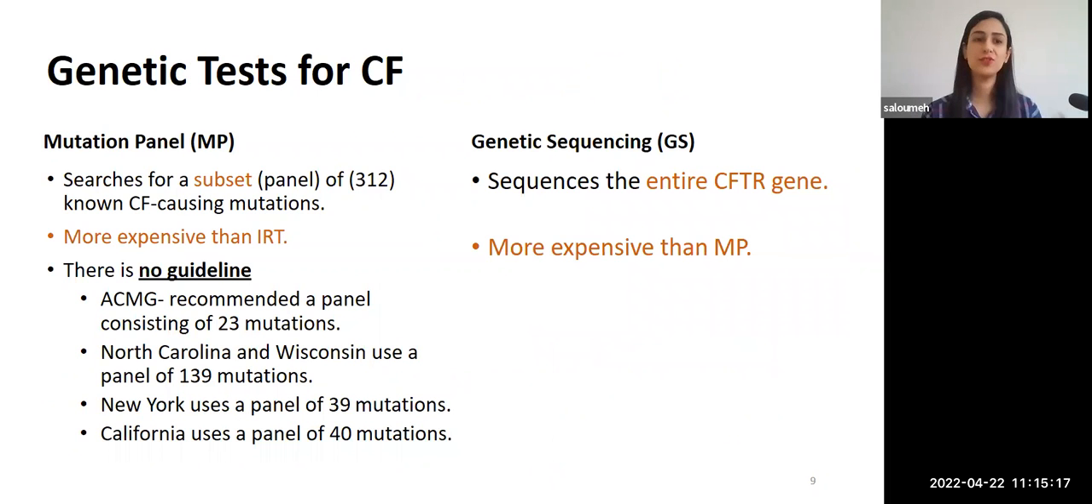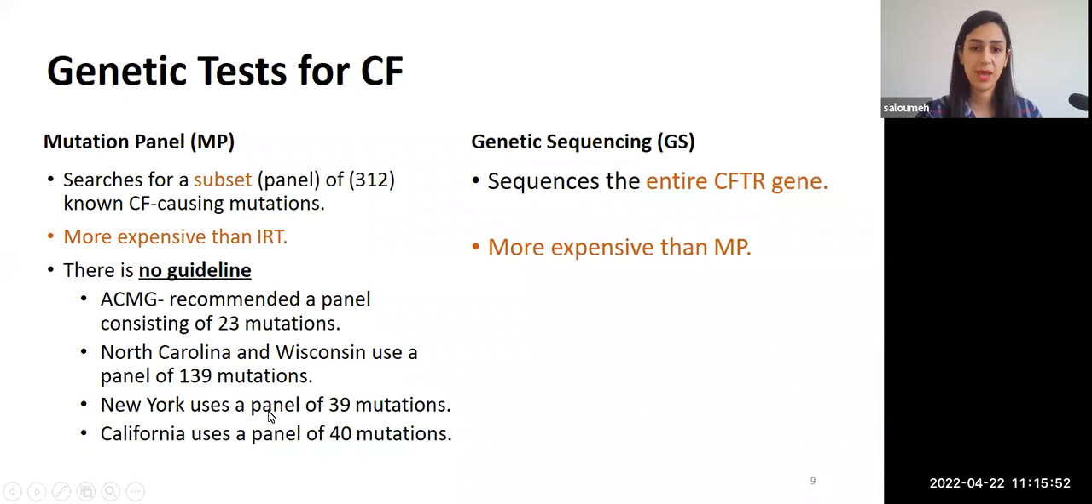For genetic tests, there are two main groups of tests. You can use a mutation panel, or MP, or you can use genetic sequencing. A mutation panel is more expensive than the IRT test. You basically search for a subset of the known CF-causing mutations. But again, there is no guideline here. The American College of Medical Genetics recommends a panel of 23 mutations, but North Carolina and Wisconsin use a panel of 139 mutations. And again, look at the differences here, 23 versus 139.